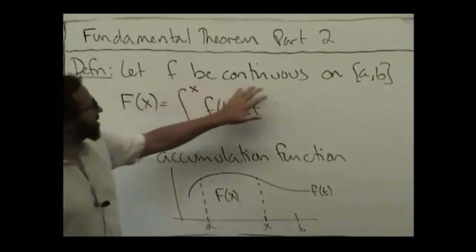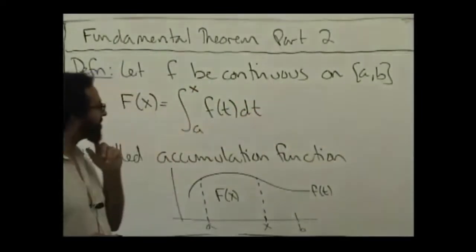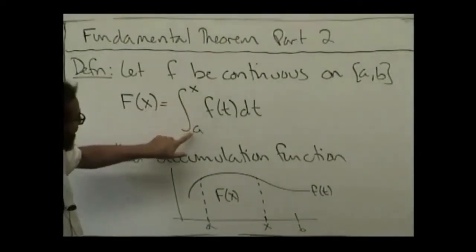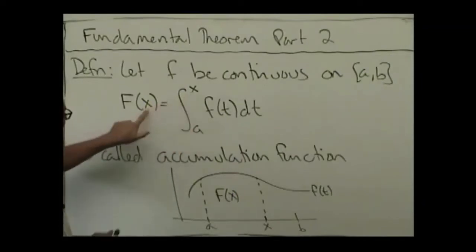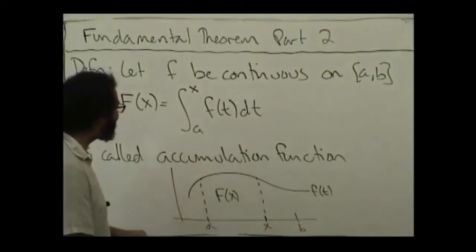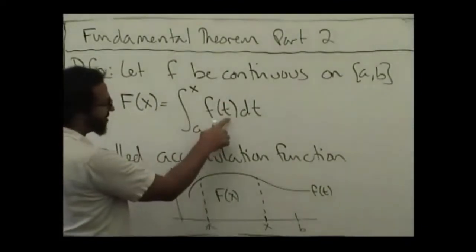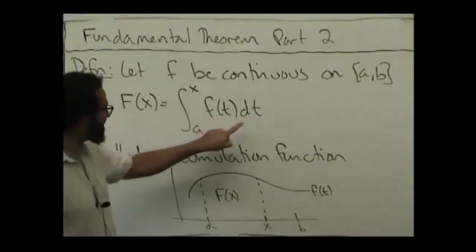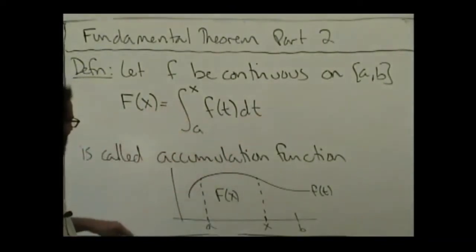Let f be a continuous function on the closed interval from a to b. And so now we'll let this capital F of x be the definite integral starting at a, stopping at x, of the function f of t dt. And again, I could have called this f of u du or f of r dr. You get the point. As long as these two things match, then we're good.